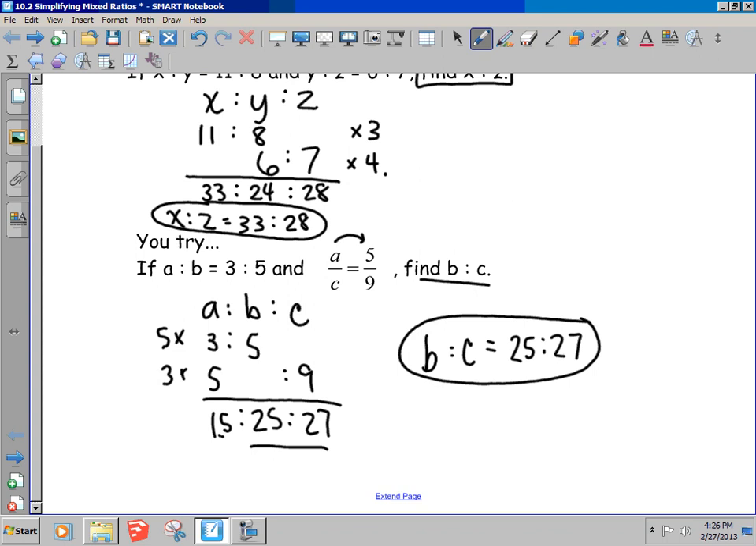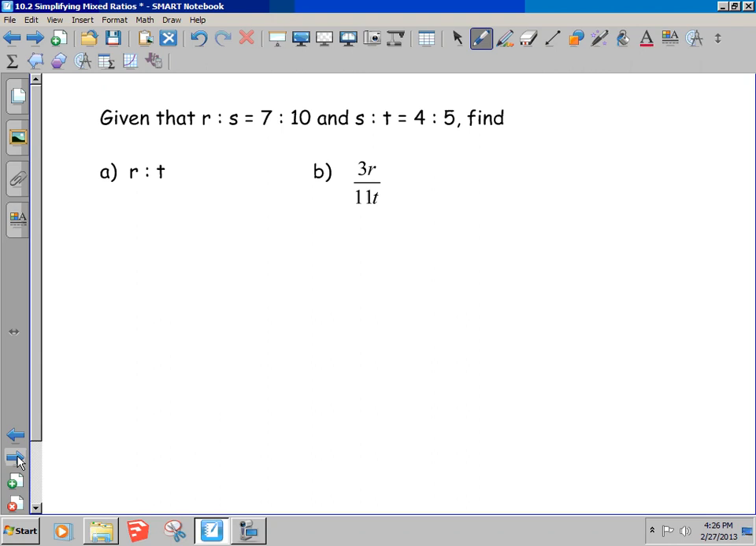Let's see what other examples we have. Given that the ratio of R to S is 7 to 10, and S to T is 4 to 5, find in part A the ratio of R to T. Okay, give this one a try, then you'll see how I solve it. Have to use pause to try to solve it.